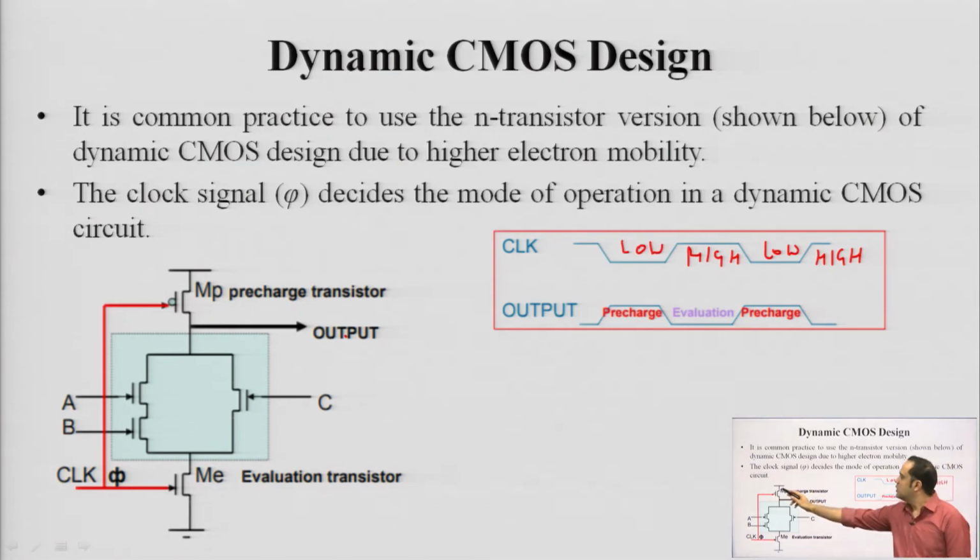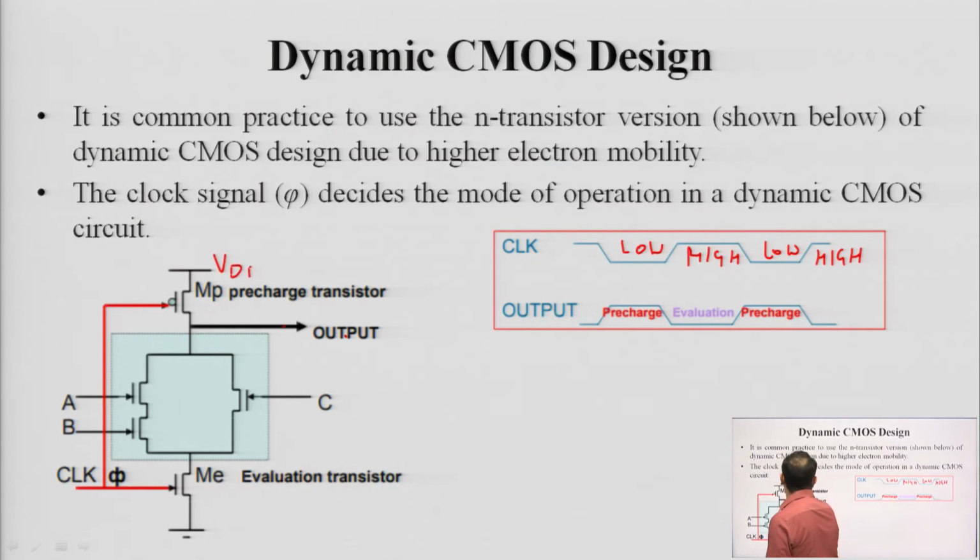There is a low resistive path between output and VDD. This is where you are going to connect your power supply, and this is ground. So, when clock goes low, between output and VDD there is a low reactance, low resistance path, and there is an open circuited high resistance path here. So, there is no possibility of output going to ground.